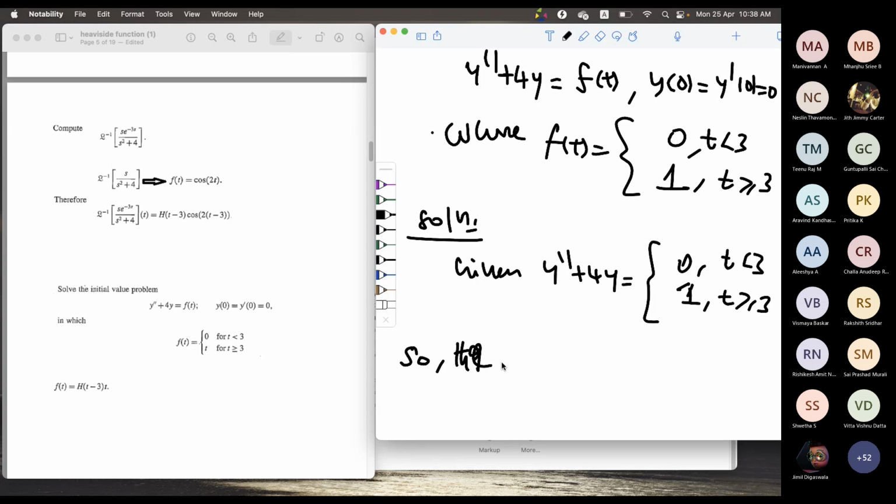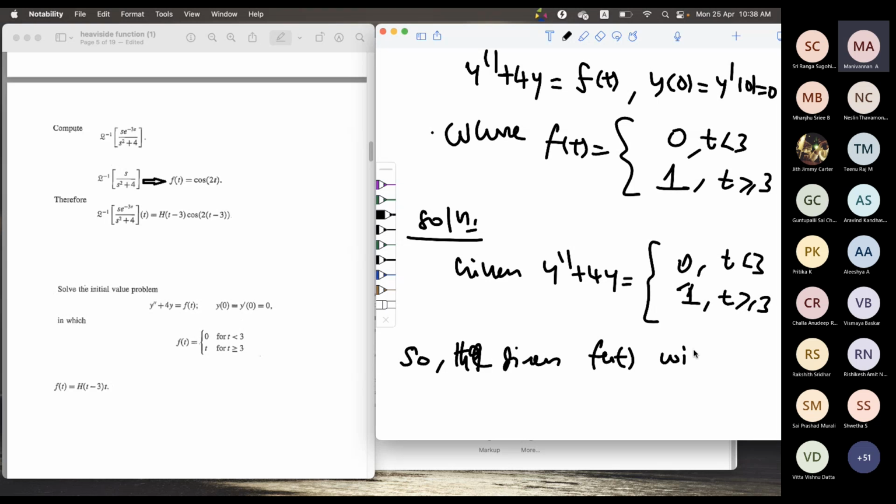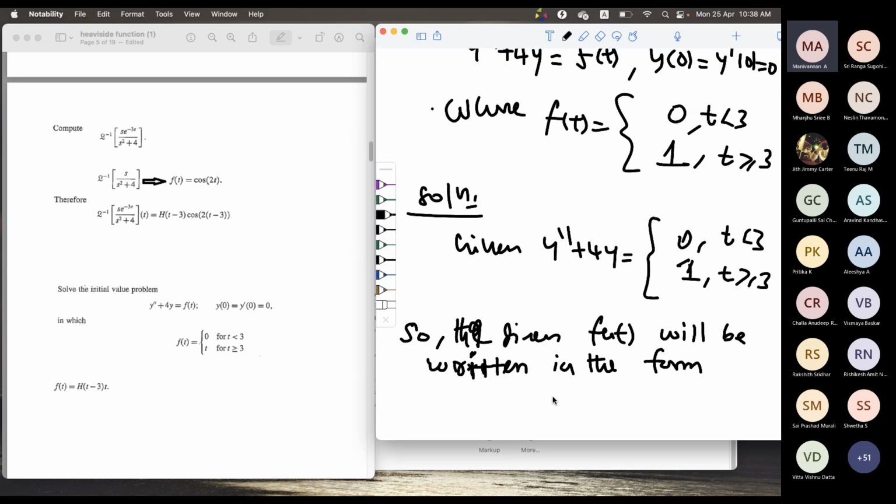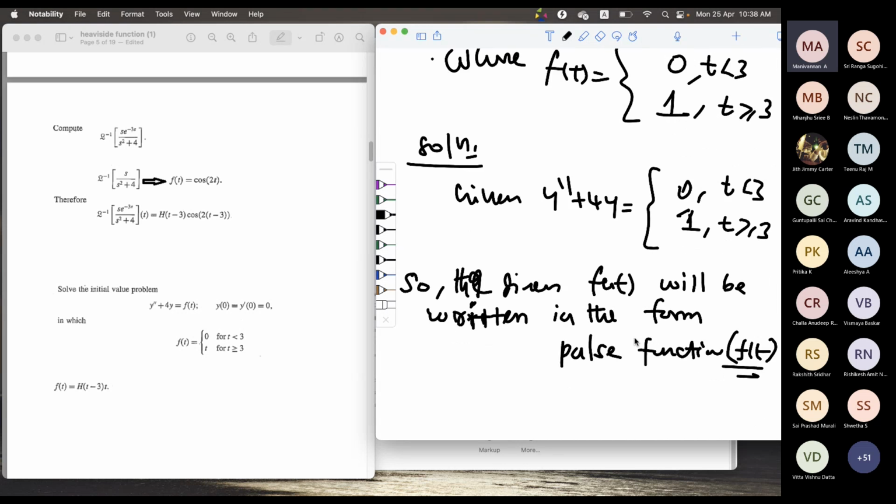Am I right? So this given f of t will be written in the form of a pulse function, right? Yes, sir. Okay, pulse function form. But this is also the same f of t only, right? Same f of t only we are going to write.